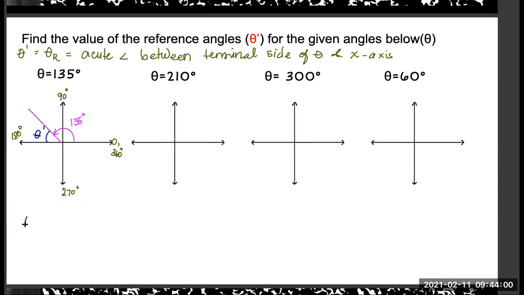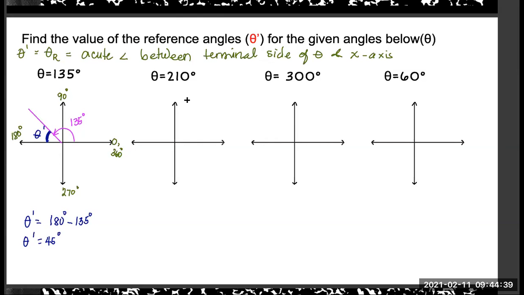So how do we find this small angle right here? What do we have to do? Remember, this whole thing is 180 degrees, right? We only want this portion. We know this to be 180. So we need to eliminate this part. Yes, so that would be 180 degrees minus 135 degrees. This would remain. And that's equal to 45 degrees, right?